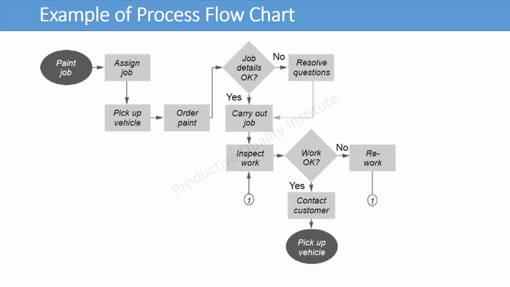If yes, go to carry out job activity. If no, go to resolve questions, and then go to carry out job activity. After carry out job activity, go to inspect work activity. Then go to a decision point: work okay or not. If yes, go to contact customer activity. If no, go to rework, then back again to inspect work. After contact customer, we finish the process by pick up vehicle by the customer.